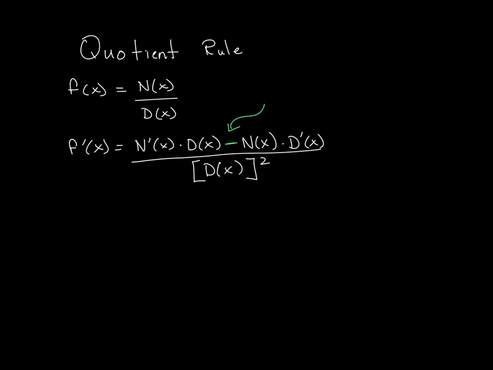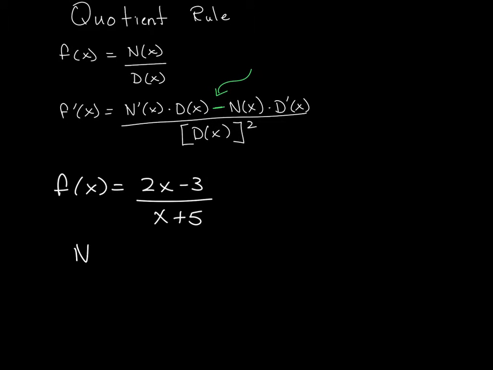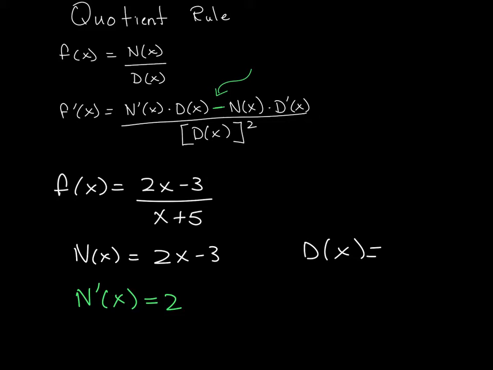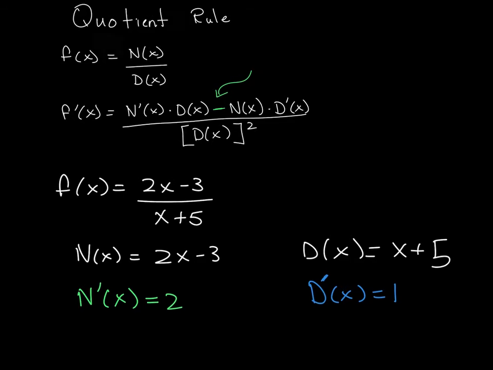Now let's take a look at an example like that. Let's go ahead and look at some function f of x is equal to 2x minus 3, all divided by x plus 5. Now, the numerator of x is just equal to 2x minus 3. The derivative of that numerator is just equal to 2. The denominator of x is equal to x plus 5. And the derivative of that denominator is just equal to 1.